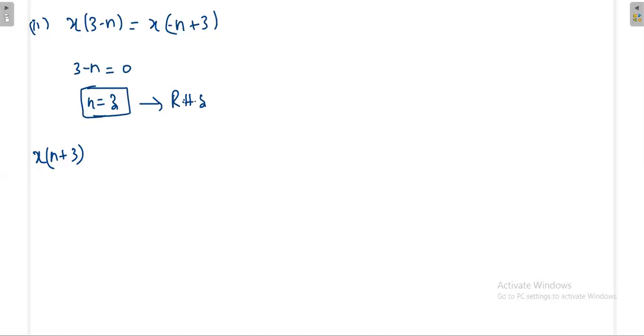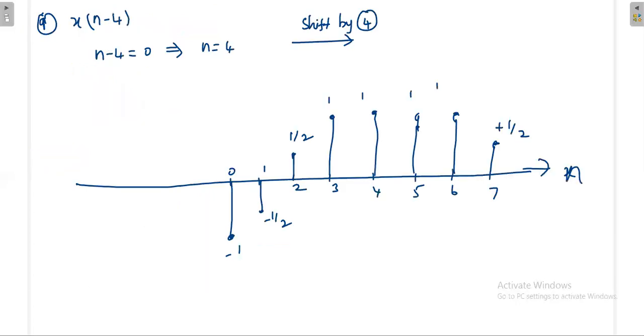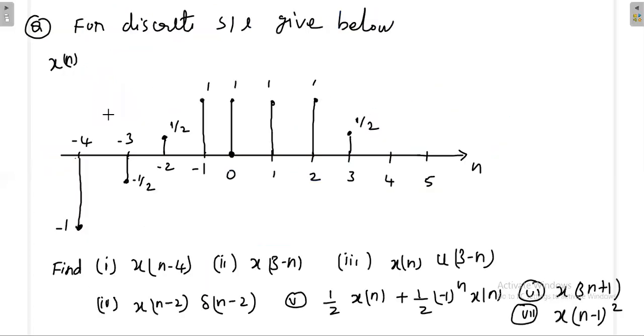Once you shift the diagram towards the left side by 3 units, it will start at minus 7. Then minus 6, minus 5, minus 4, minus 3, minus 2, minus 1, and then 0. So this is minus 1, minus 2, and again this is plus 1 by 2, plus 1, plus 1, plus 1, plus 1, and plus 1 by 2. So what I have done is, given this x of n, you shift the diagram towards the left side by 3 units. This is like a temporary operation.